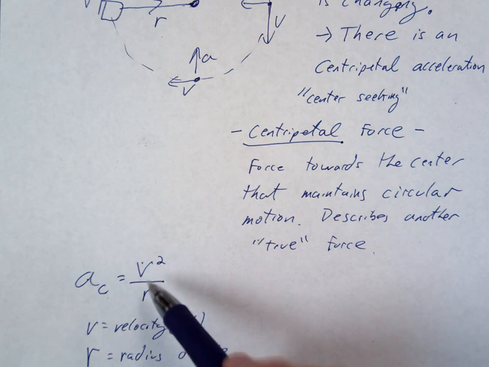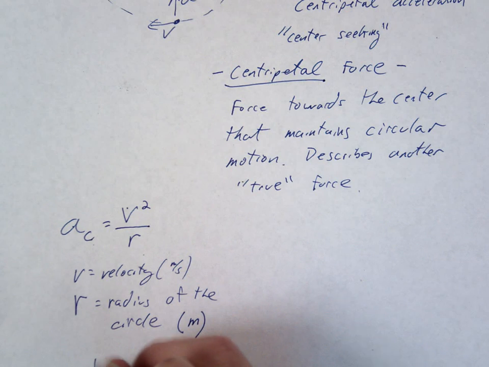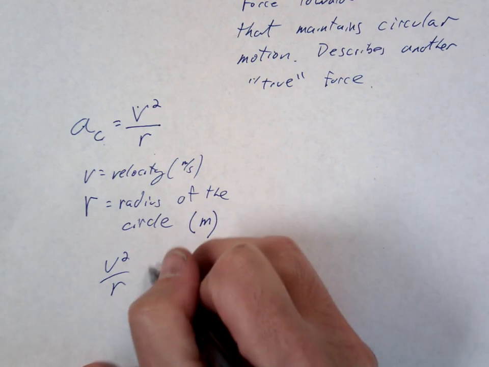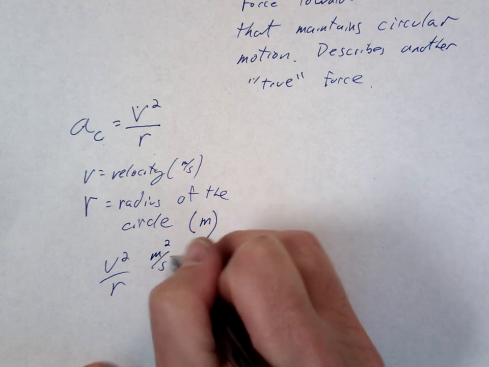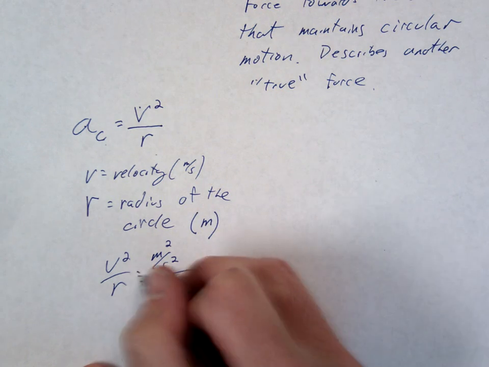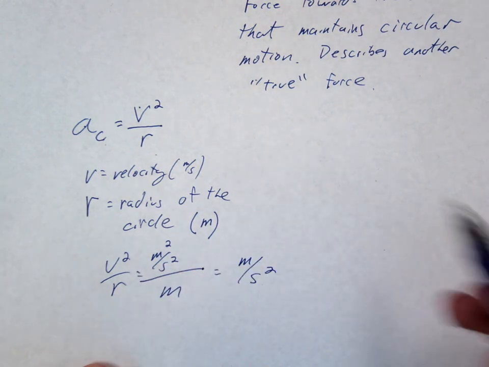What are the units for radius? Good question. Meters. And notice what happens to the units. If you have v squared over r, that would be meters squared over seconds squared, divided by meters. And what are you left with? Meters per second squared, which is what we would expect for an acceleration.